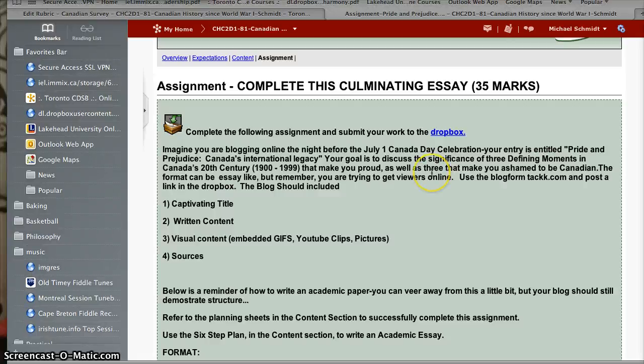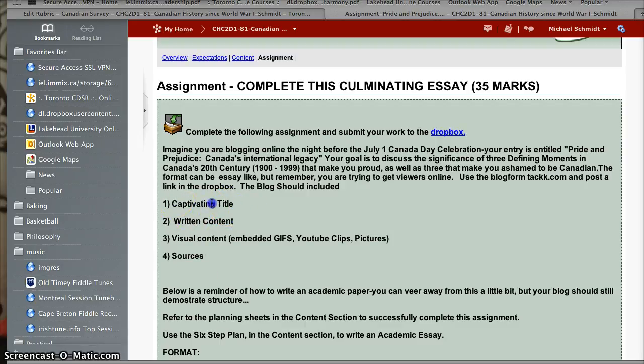3 meaningful moments that Canada should be proud of, and 3 where they've kind of been disgraced, or in your mind have reacted to an international situation or domestic situation in a poor way. And you have to, as usual in this course, justify why you chose those. There's a whole range of reasons to choose different ones, but you have to come up with your own.